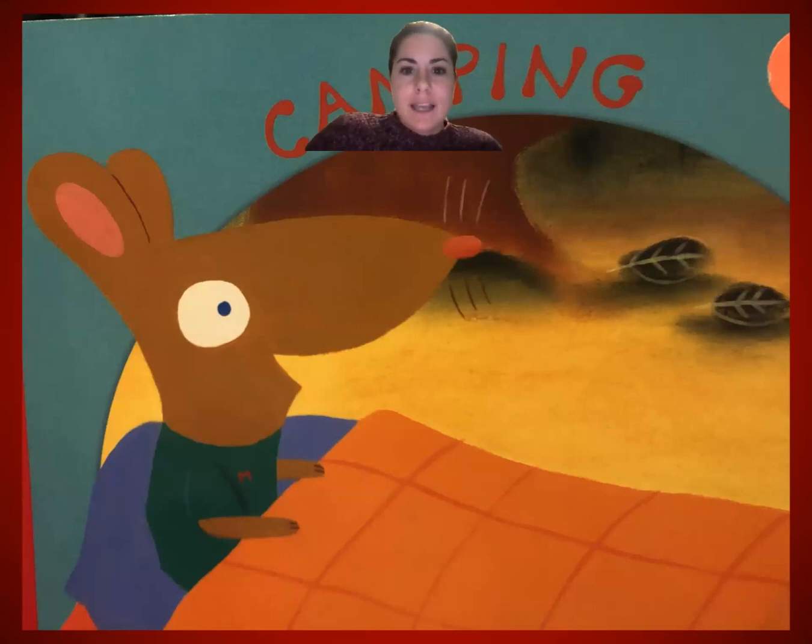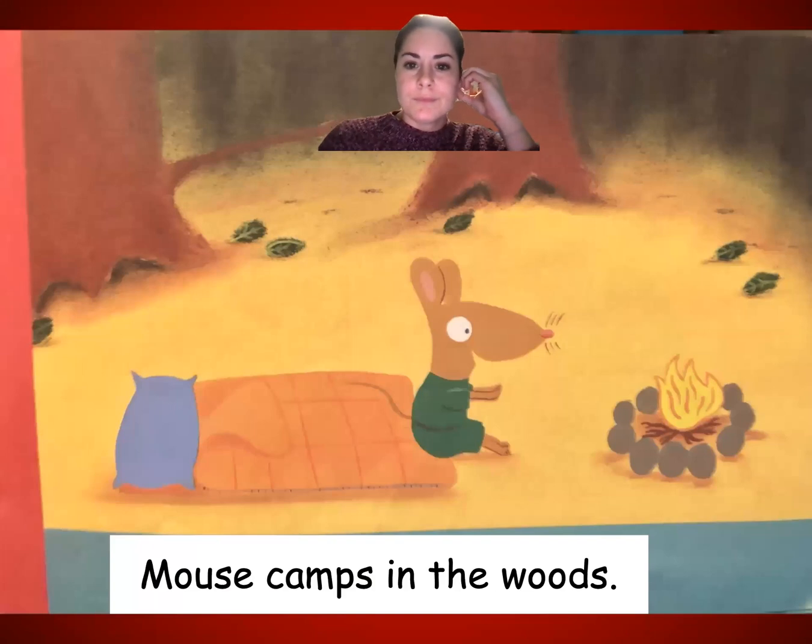All right, so this is Camping. Now, I'm in the way. It says Camping. And there's this mouse right here. Okay, so mouse camps in the woods. So who's our character here? Mouse. Do we know anything about him? Not really, right? Where is he though? They told us. That's usually what you can find out in the beginning of the story. Where are we? In the woods.